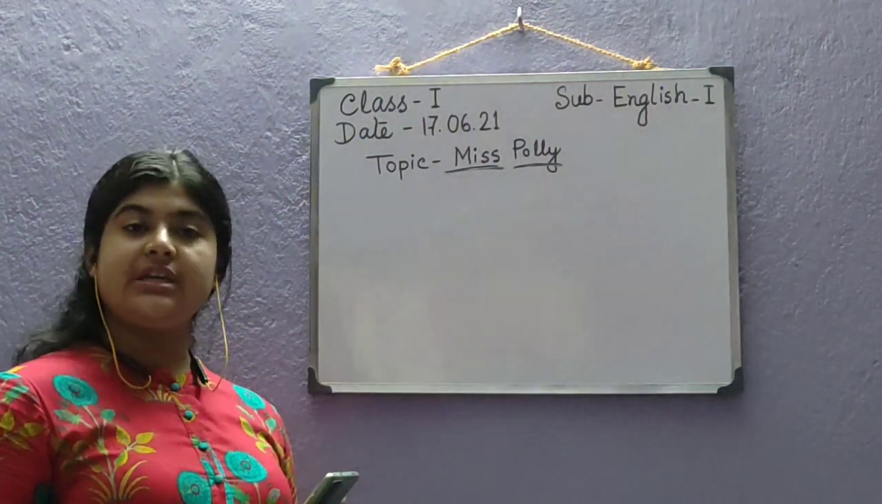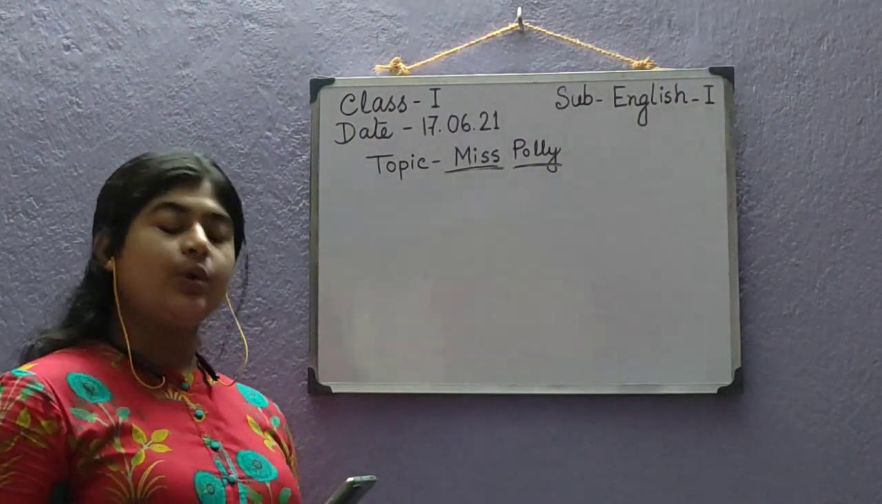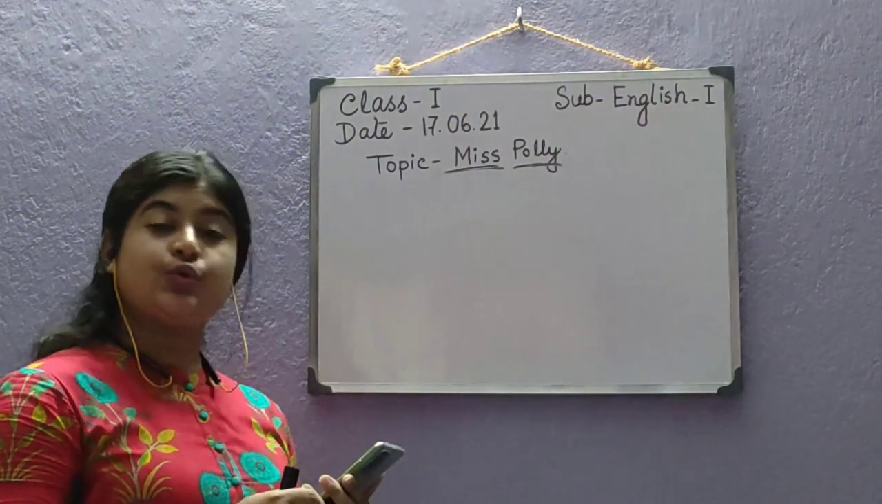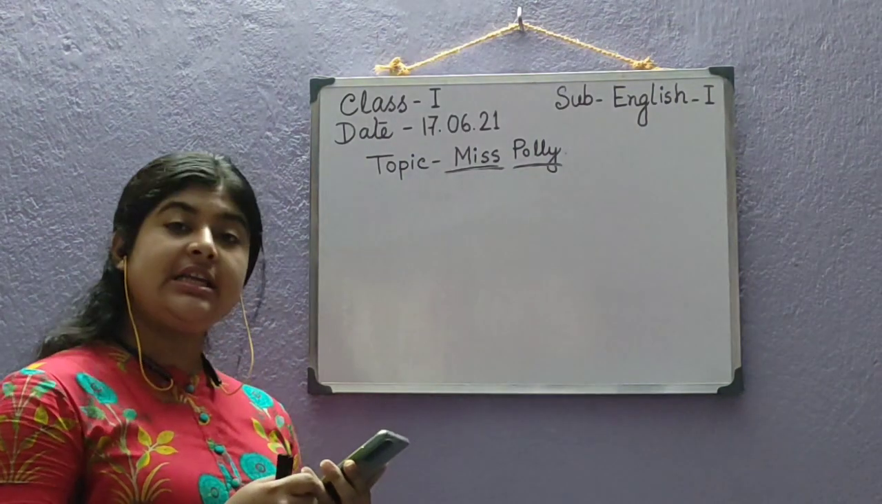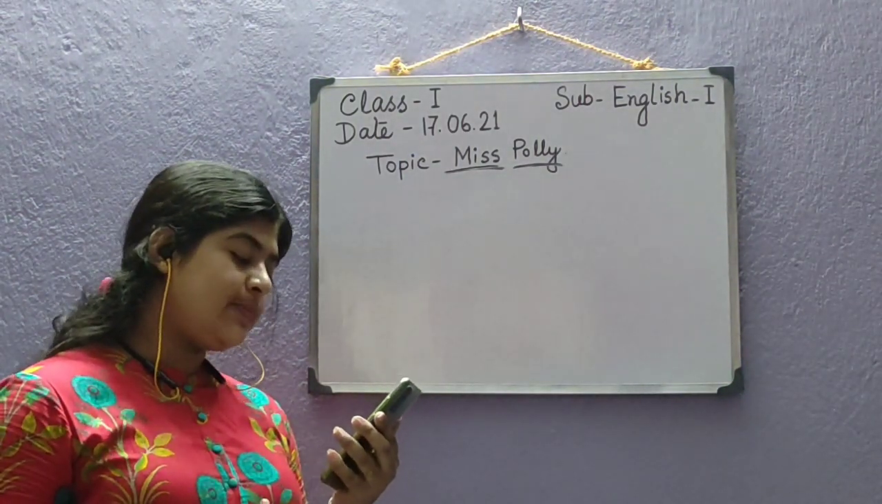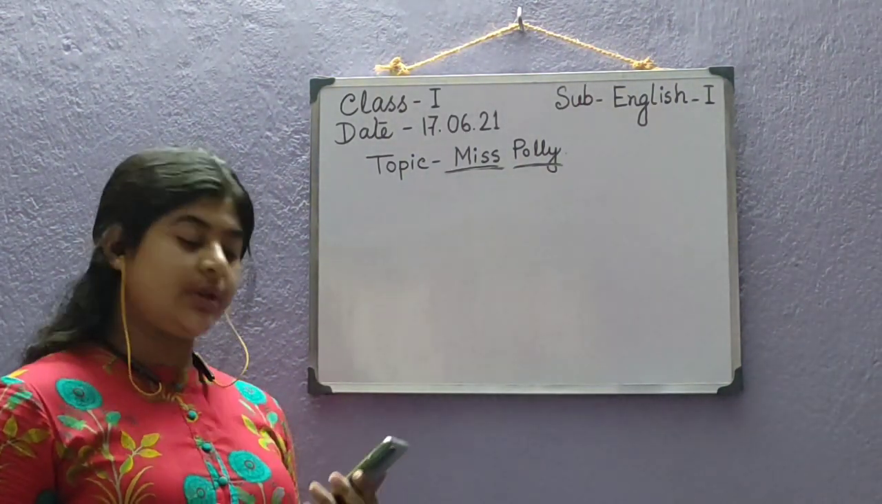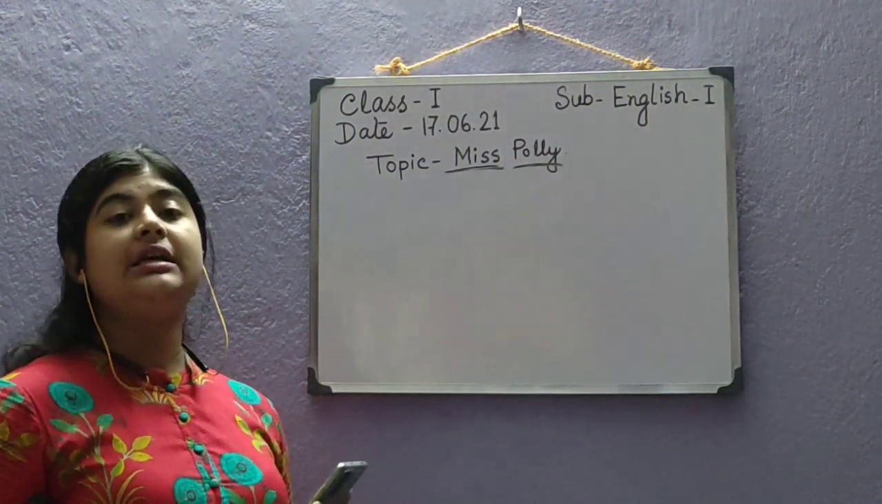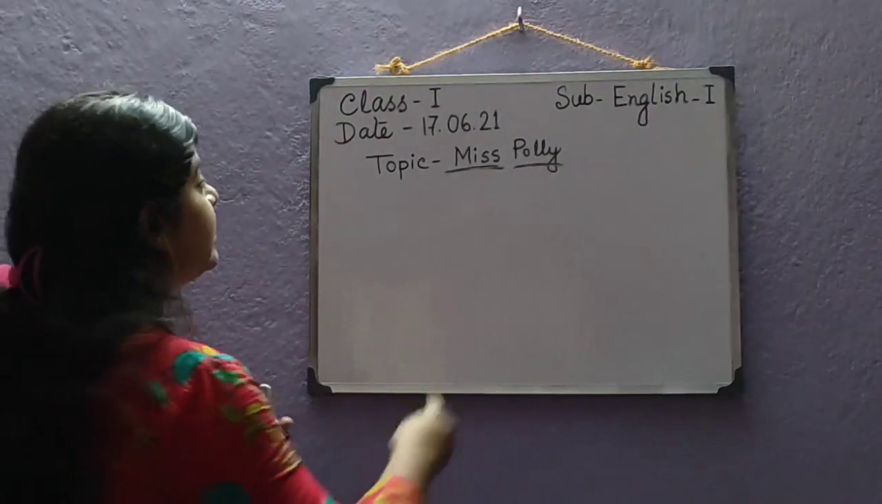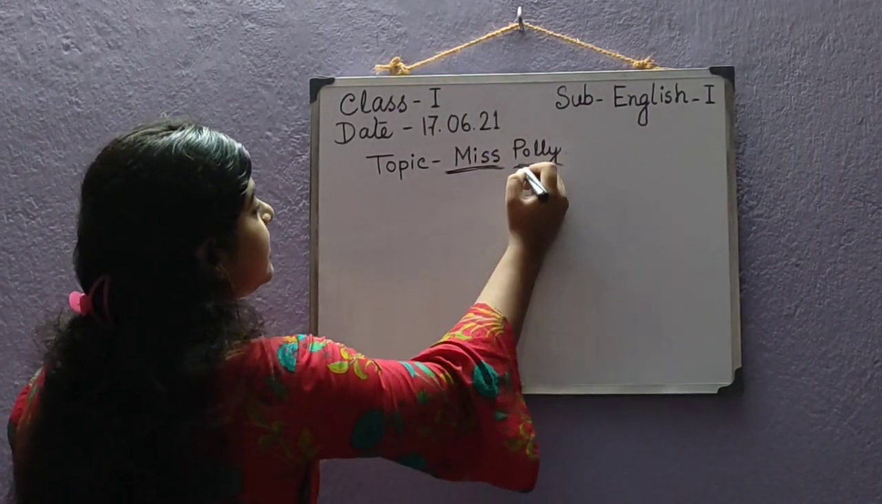Today we are going to read Miss Polly, which is there in your English 2 book, Gems English Reader, and you can find this poem on page number 23. So quickly open page number 23 and there you can see the poem, that is Miss Polly.